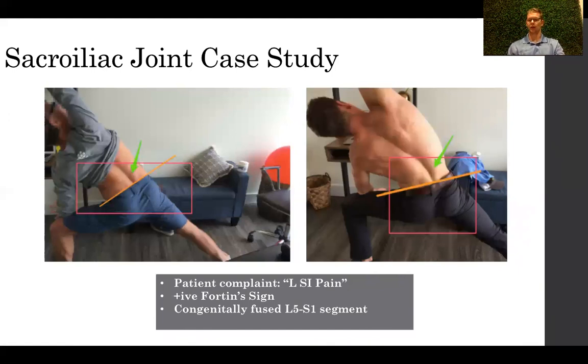He came in with a complaint of left SI pain. He had that positive Fortin sign, and he also has a congenitally fused L5-S1, which is pertinent because if that region's fused, it will decrease mobility. But you can see the clear differences side to side in how he's loading through his left side of his low back and into his left hip. So we worked on range of motion in his hip and his low back, and it significantly improved both pain and how that movement looks.